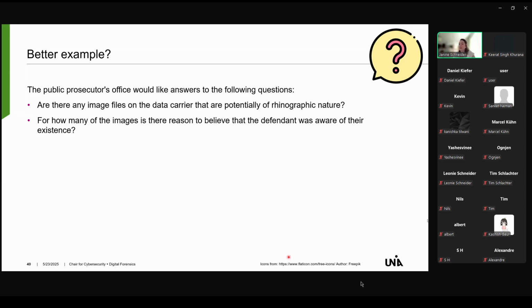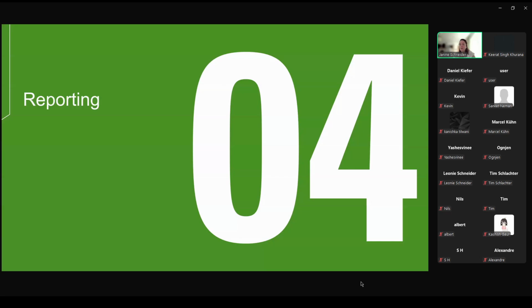This is why I said the best way of establishing if something is interesting for the case in terms of pornographic nature, and we all know what that stands for, would be the hash databases. But of course, if the picture is not in the database, you have to establish it in some other way.